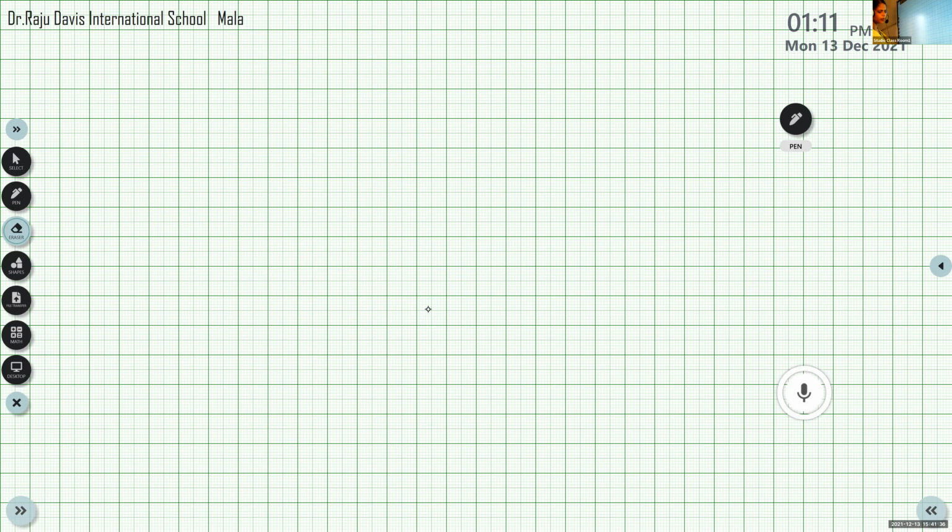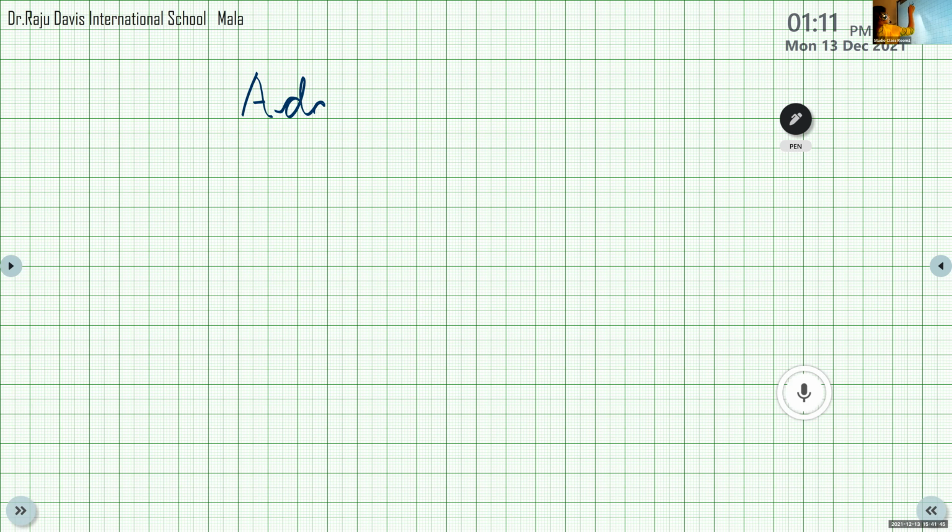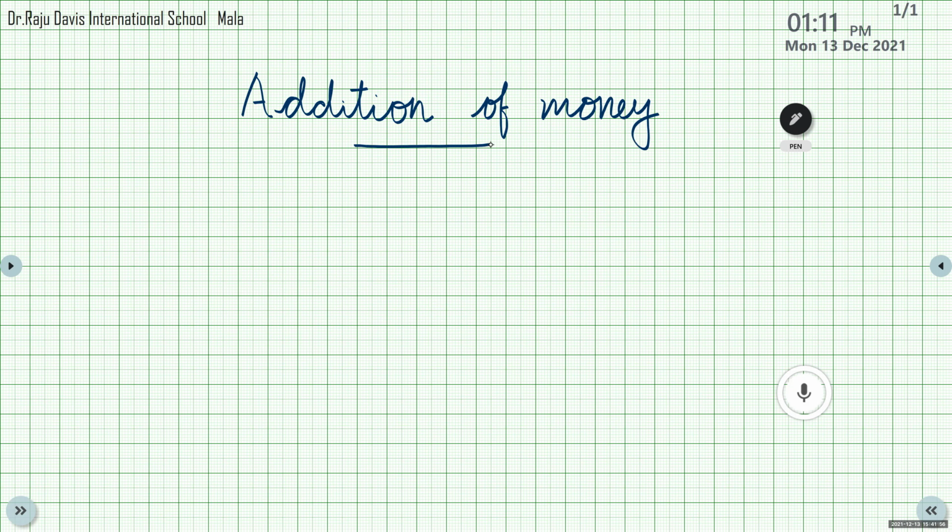Now at the top you can write Addition of money.